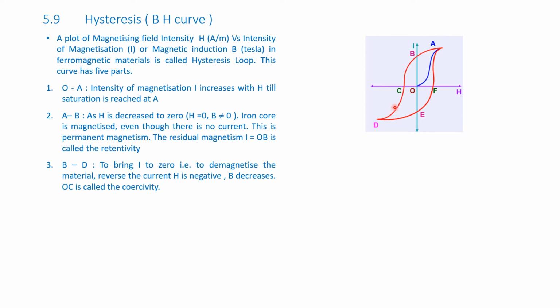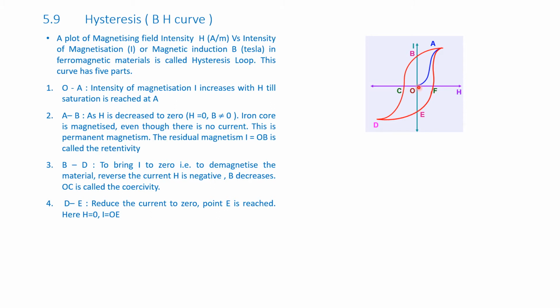And OC is called coercivity. OC is called coercivity. We will define coercivity in the next paragraph. Now we have reached the point D. Now we have reduced the current to a negative value, and hence we will increase the current again from this point because this has reached saturation. We go on increasing till the point E is reached, and HO is equal to OE.